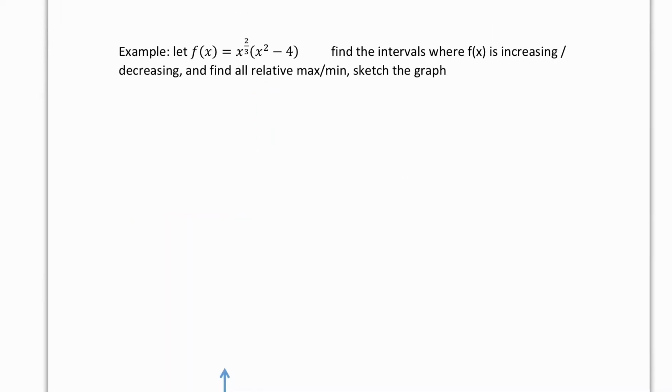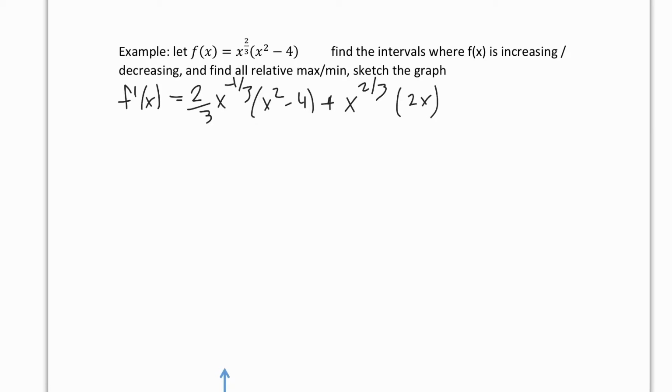So let's do another example here. Let f of x equal x to the 2/3 times x squared minus 4. We're going to find the intervals where f of x is increasing, decreasing, and the relative max and min, and then sketch the graph. So the first thing we want to do, of course, is to find the derivative. We're going to need to use the product rule. So 2/3 x to the negative 1/3, x squared minus 4, plus x to the 2/3, and then 2x.